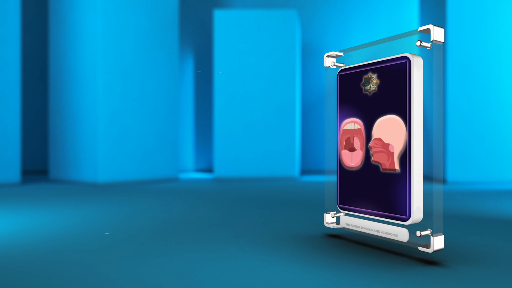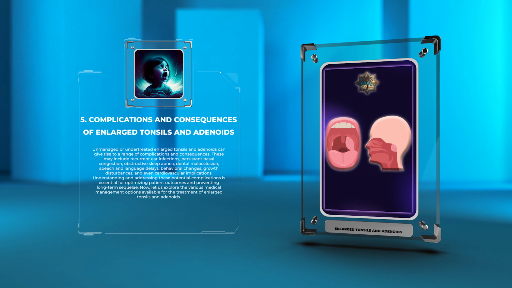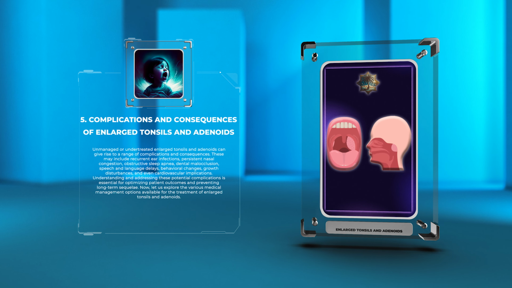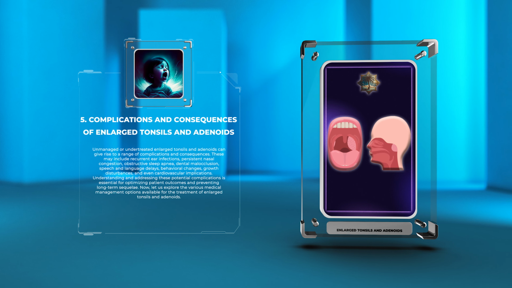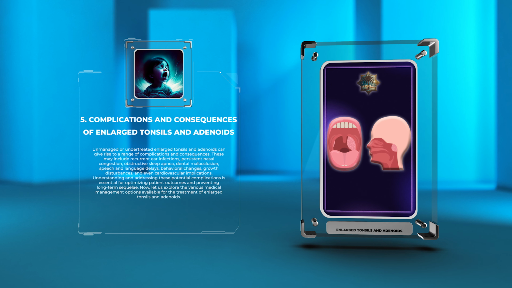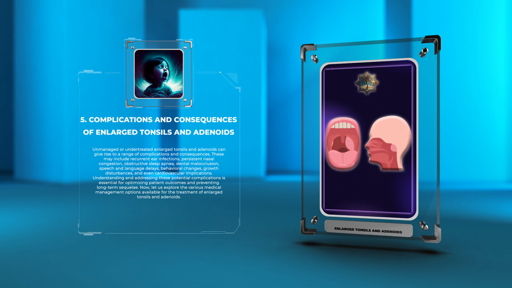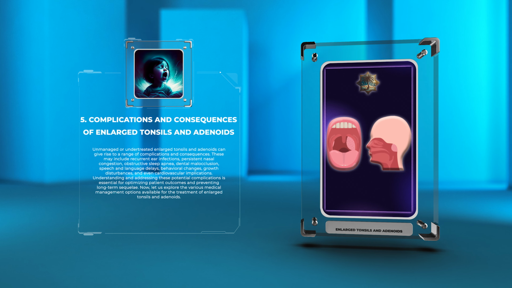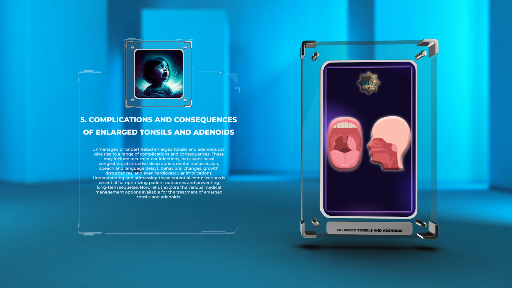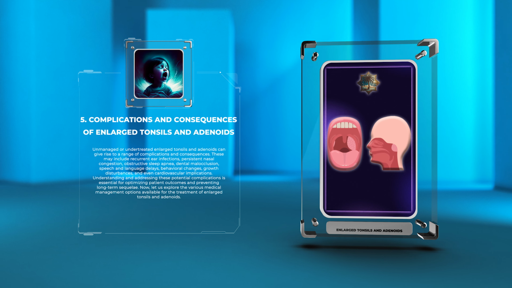Unmanaged or undertreated enlarged tonsils and adenoids can give rise to a range of complications and consequences. These may include recurrent ear infections, persistent nasal congestion, obstructive sleep apnea, dental malocclusion, speech and language delays, behavioral changes, growth disturbances, and even cardiovascular implications. Understanding and addressing these potential complications is essential for optimizing patient outcomes and preventing long-term sequelae.